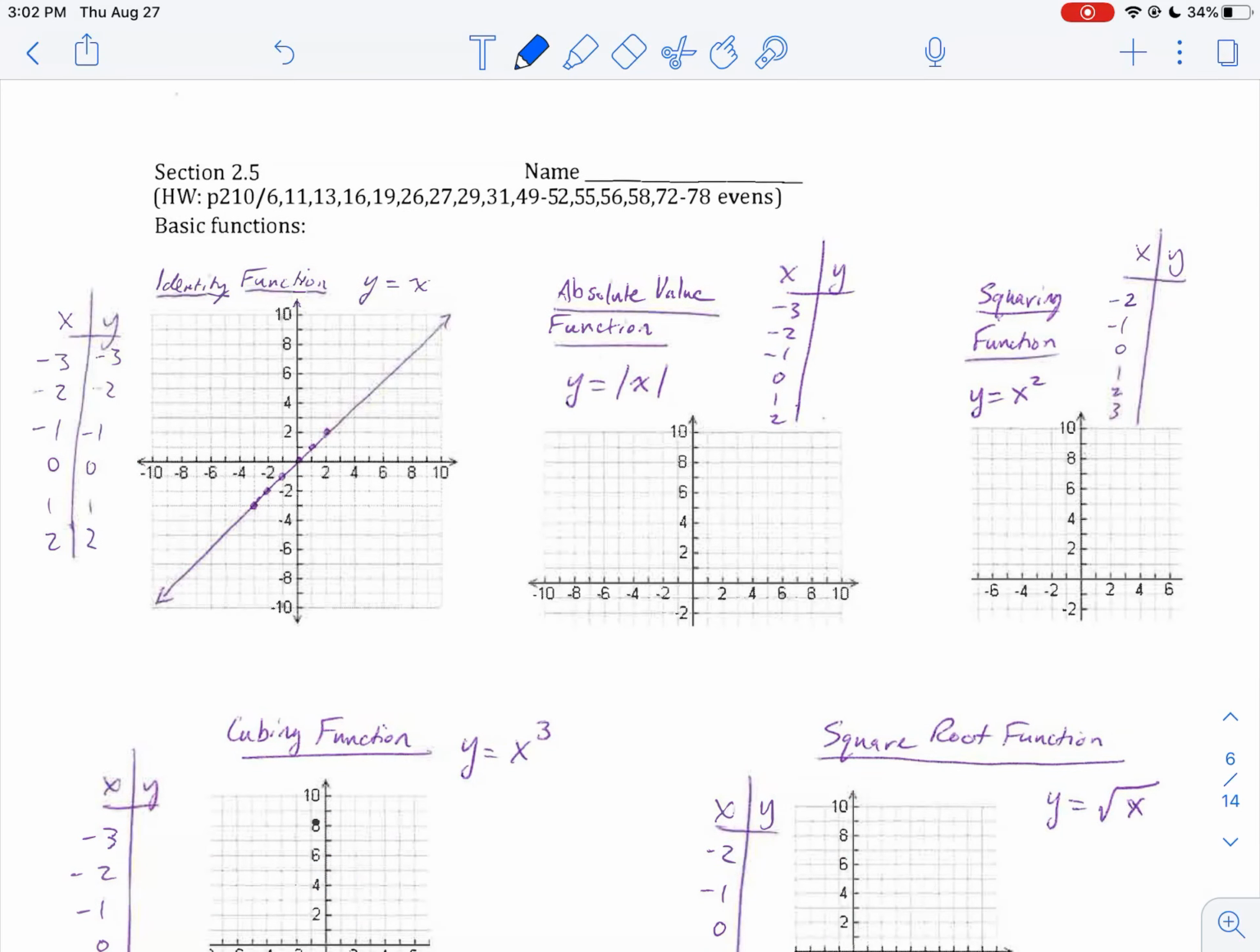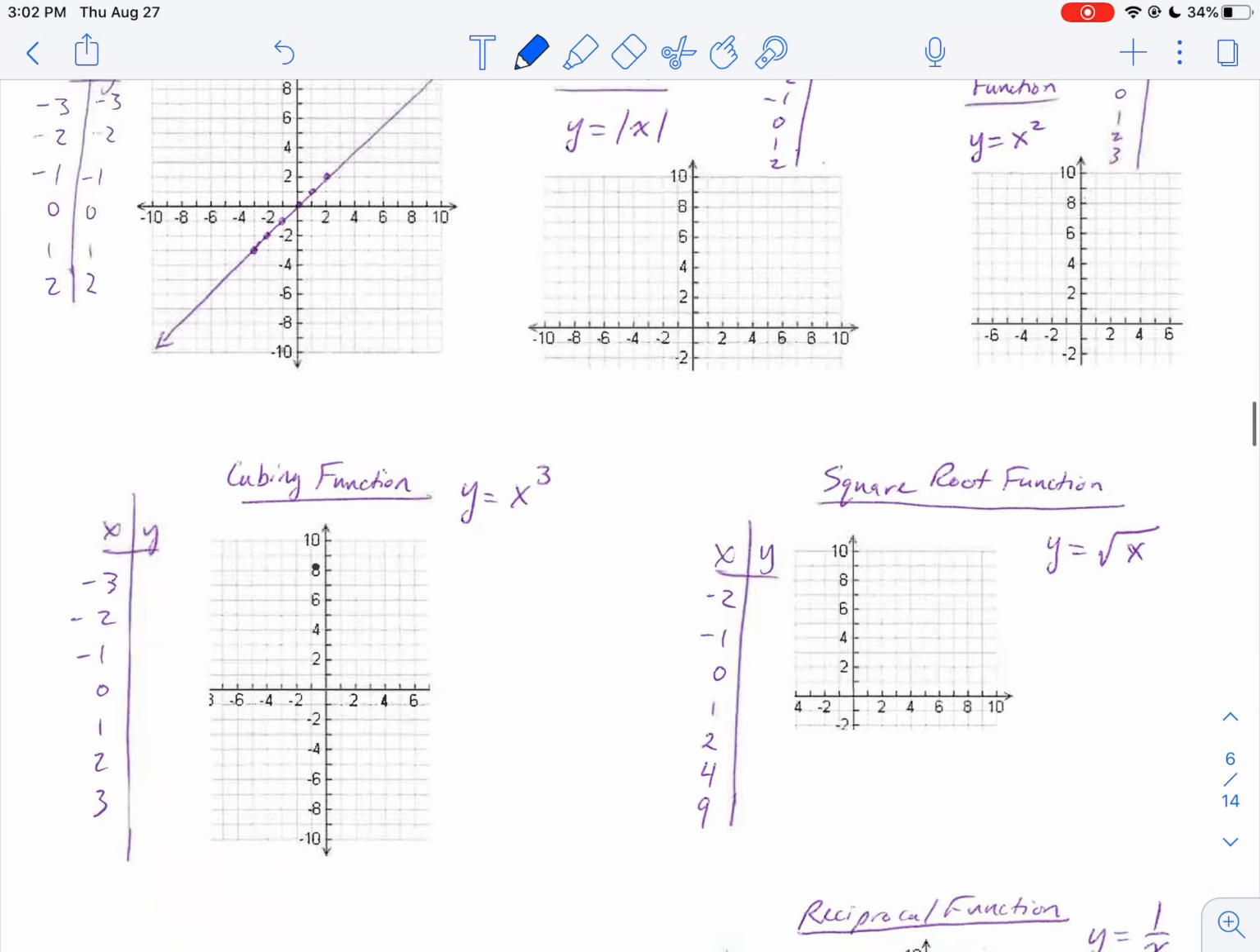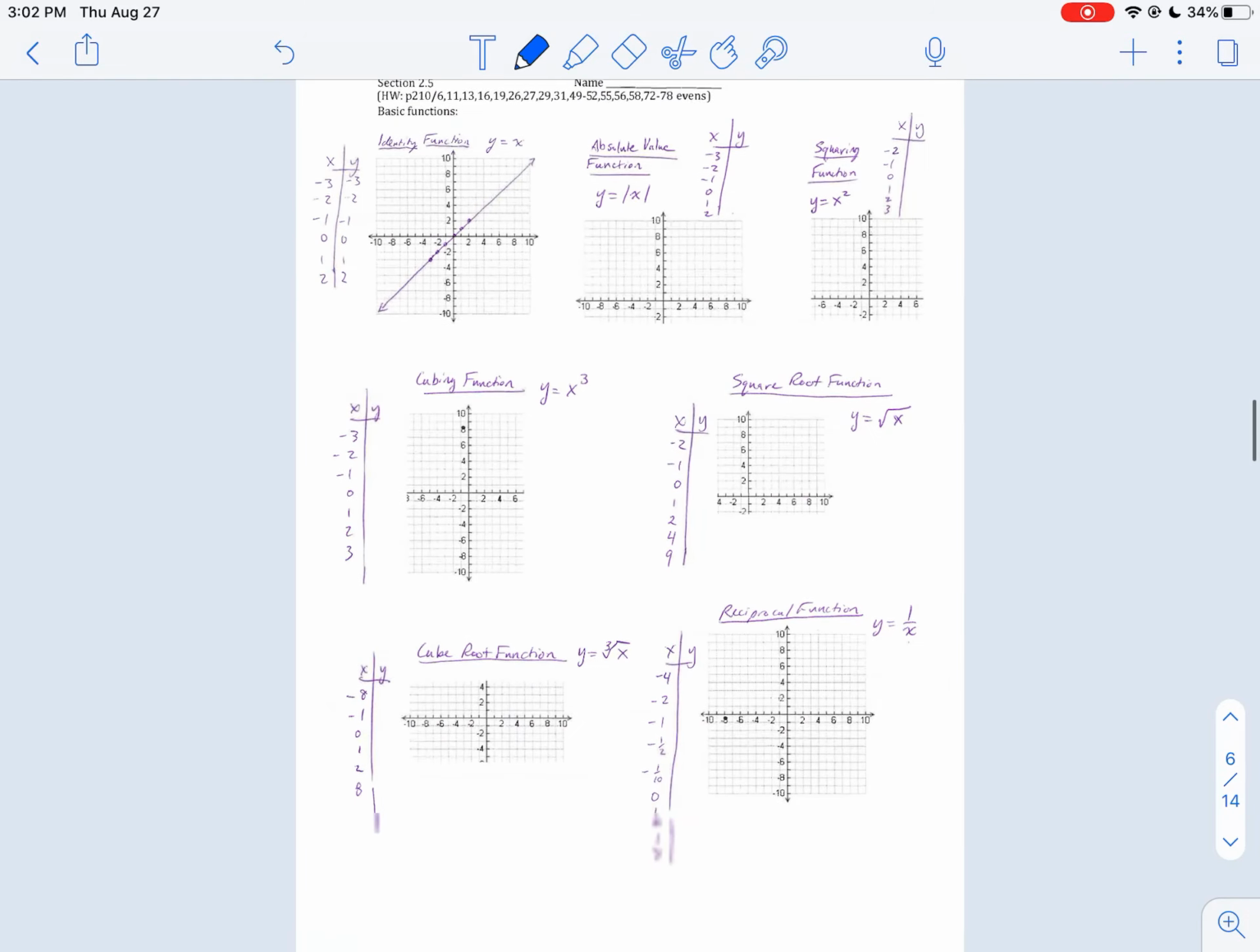All right. Then we're going to go to section 2.5. We're going to look at functions in general. And you can see that there are, actually I was going to say 12. I think there are 12 basic functions. In this chapter, we're just going to hit 7 of them.